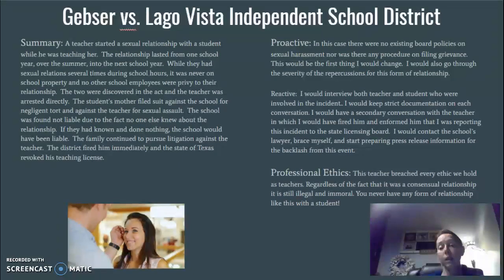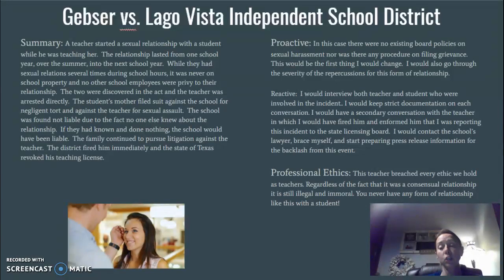I would keep strict documentation of conversations, and I would also have a secondary conversation with the teacher in which I would have fired him and informed him that I was reporting the incident to the state licensing board. I would have contacted the school's lawyer, braced myself, and started preparing press release information for the backlash from this event. Professional ethics.